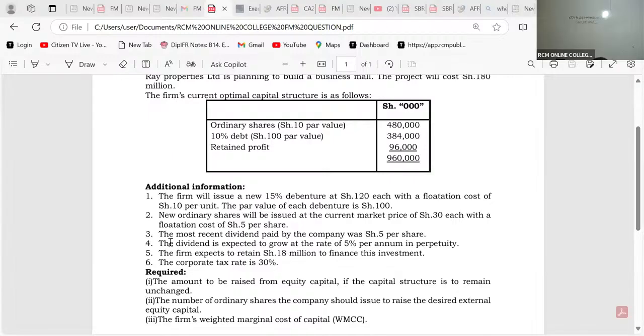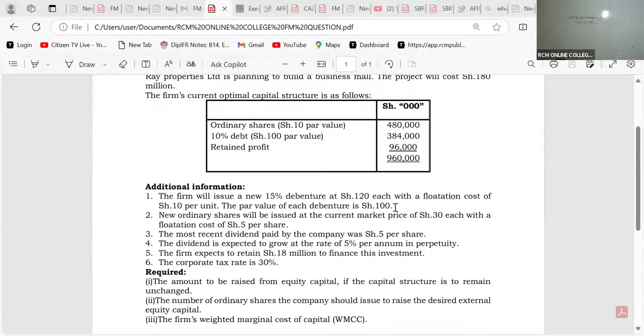Now, what kind of debt do we have here? The firm will issue a new 15% debenture at 120 each, with a flotation cost of shillings 10 per unit. The par value of each debenture is shillings 100. So what type of debt is this? Is it redeemable, my good students?